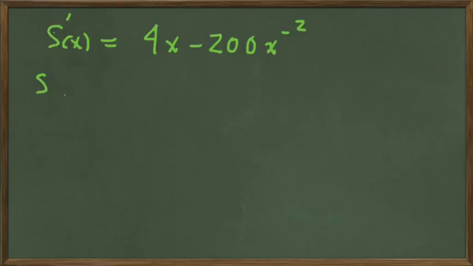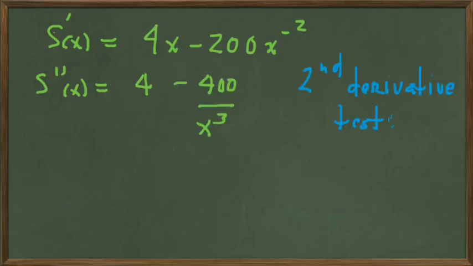So we're going to take the second derivative, the derivative of the derivative, which is 4 minus 400 over x cubed. We're going to write it in the denominator form instead of the negative exponent form. And now we're going to look at something called the second derivative test. We know that when the second derivative is negative, the function is concave down, and that when the second derivative is positive, the function is concave up.